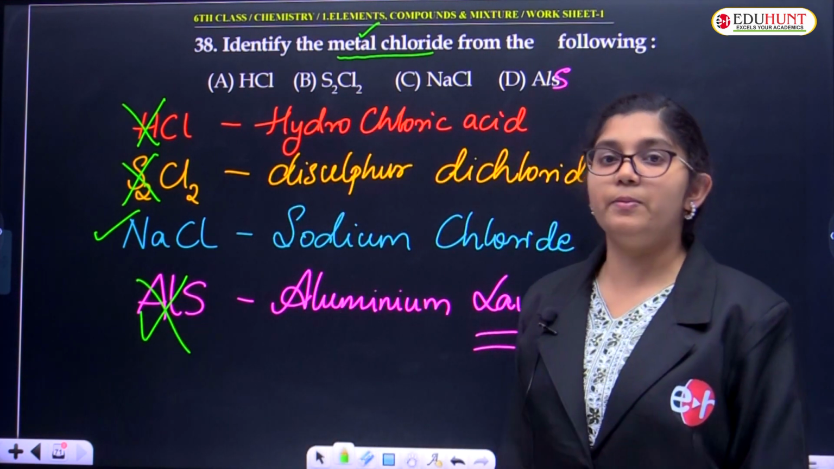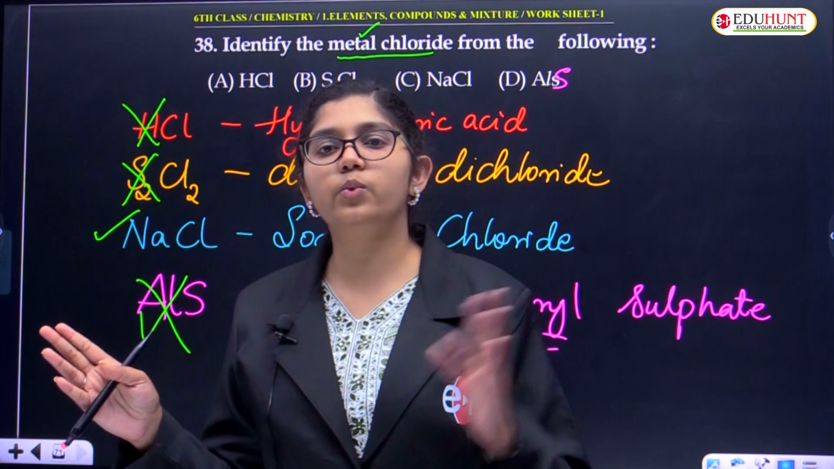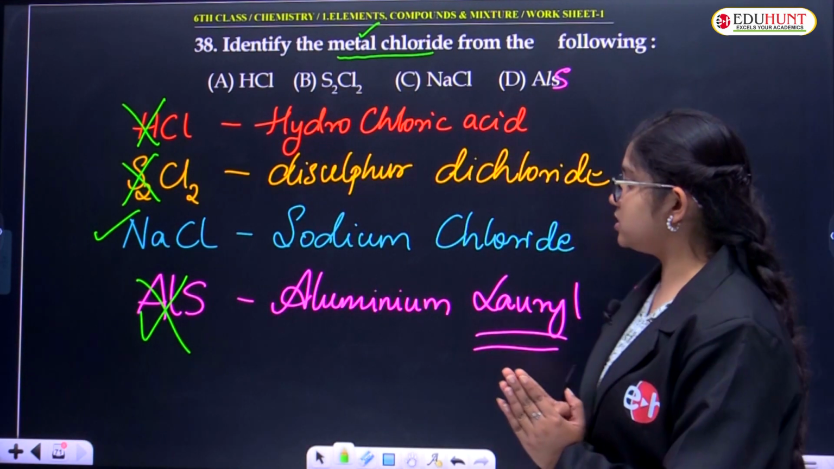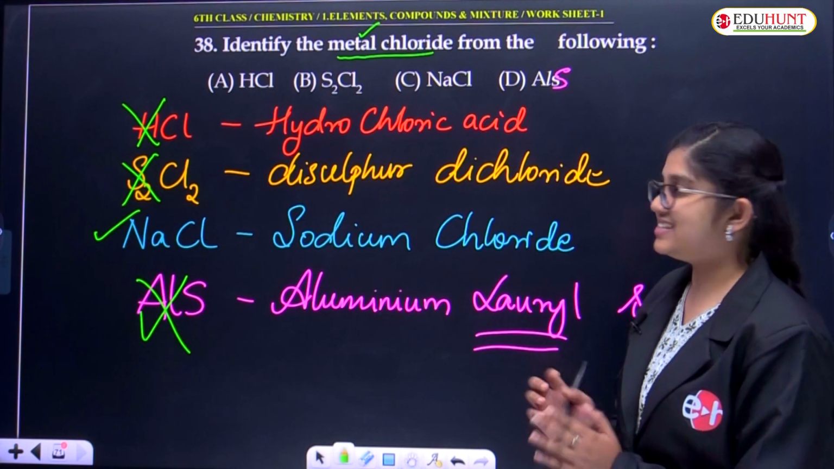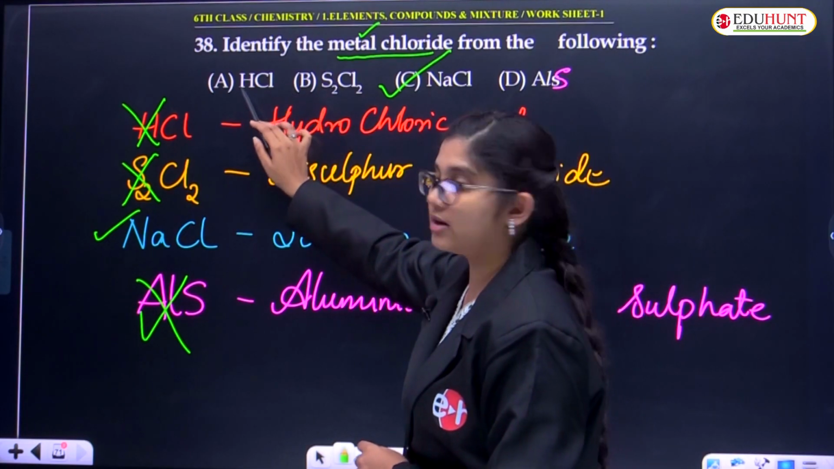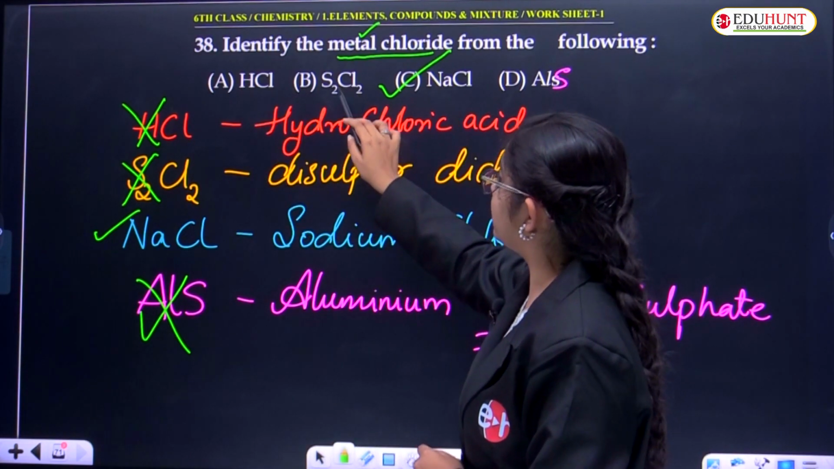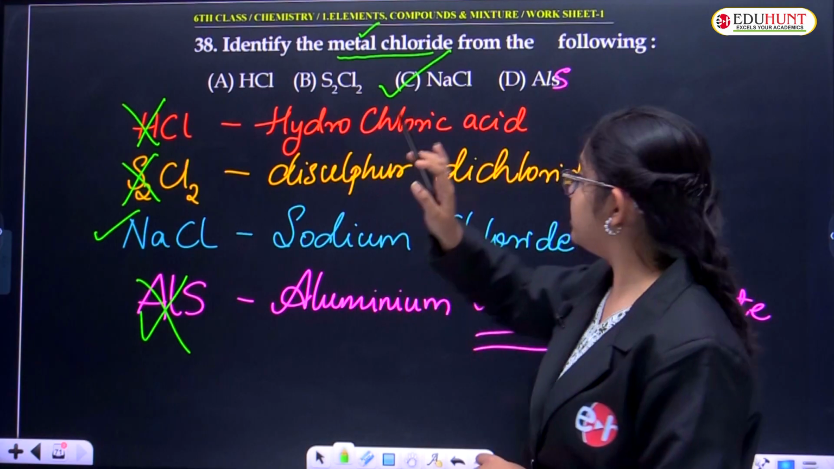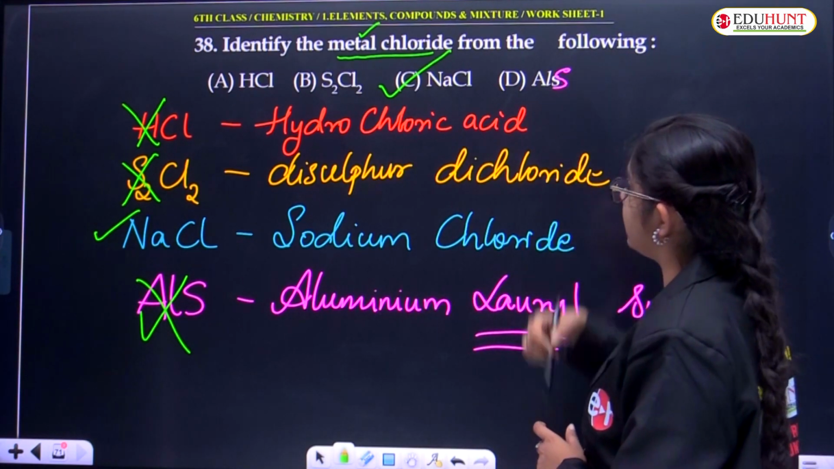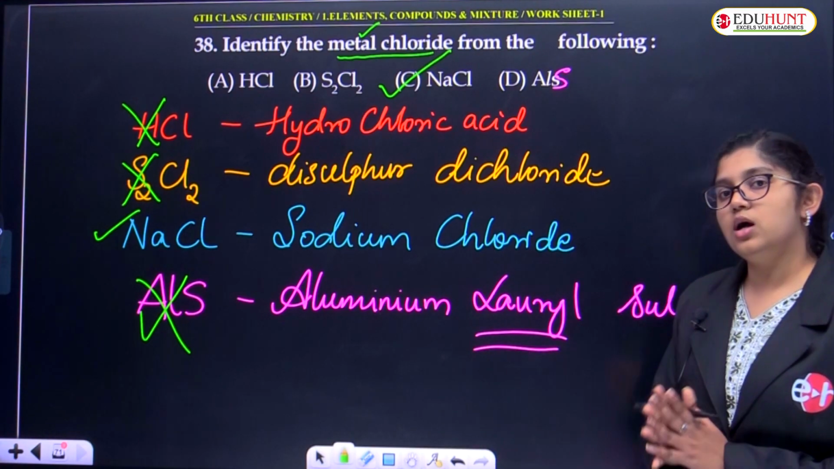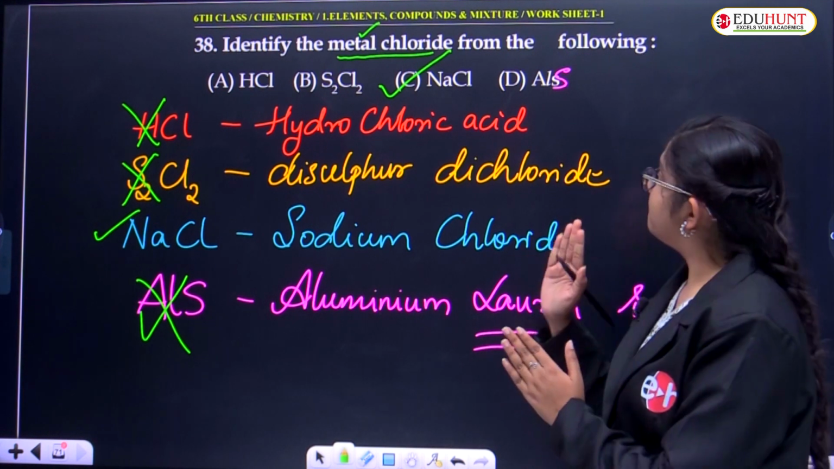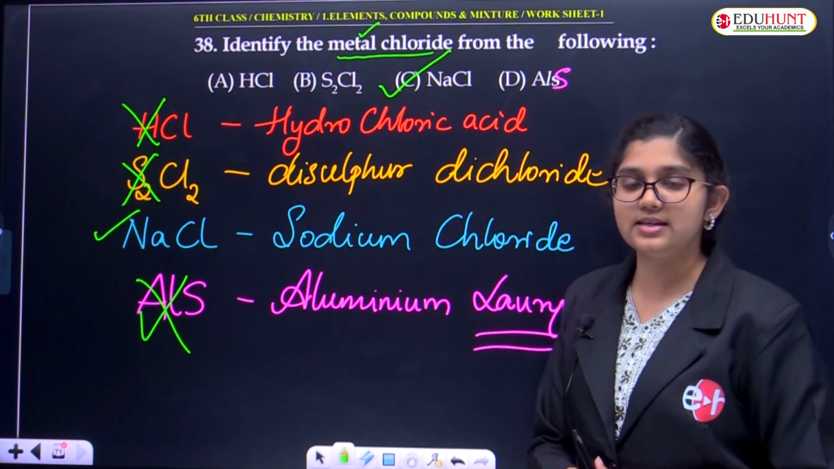They ask us to find out a metal chloride, a metal bonding with a chlorine atom together, metal chloride. In that case, we have to choose the answer NaCl, none other than NaCl, because in HCl we have a non-metal over here. Disulfur dichloride, S2, we have sulfur as a non-metal. Here, aluminium lauryl sulfate, as aluminium is also a non-metal. So the correct straightforward answer here, a metal chloride, is NaCl.